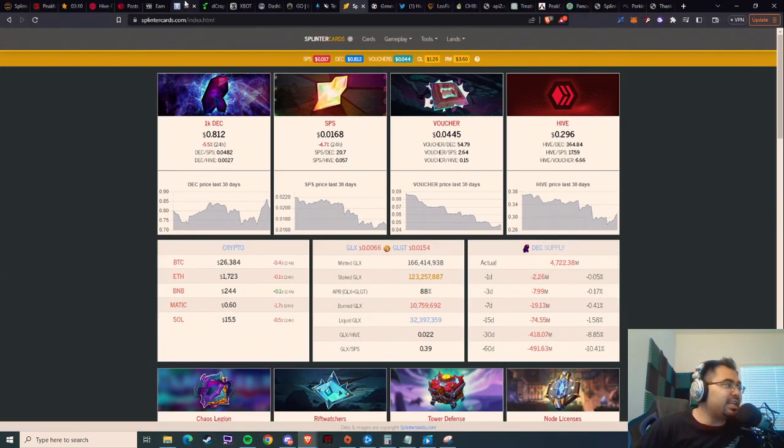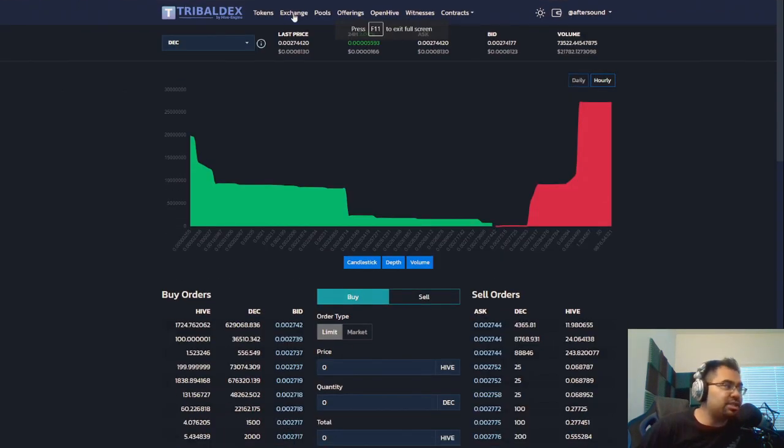So once again, it's on Tribal Decks. You can go to the exchange spot. And you know what'll be good? I'll do this separately since I didn't do it ahead of the video. But if people are interested, I can also look at SPS to see where some of those sell walls are. Although I will say at this point, SPS is just too low that we probably wouldn't be able to see from a volume and depth perspective how far SPS would be. So we'll keep this focused on DEC for now.